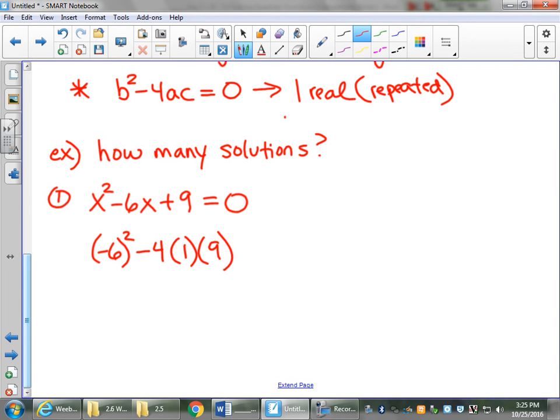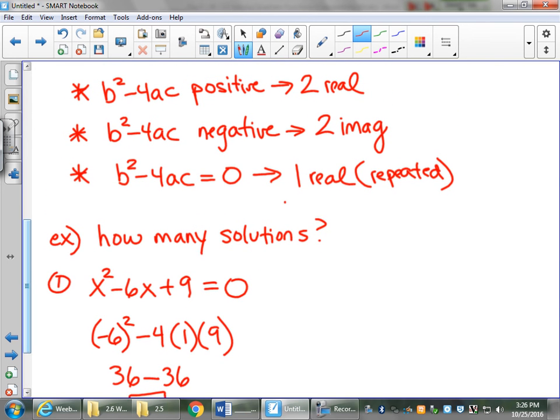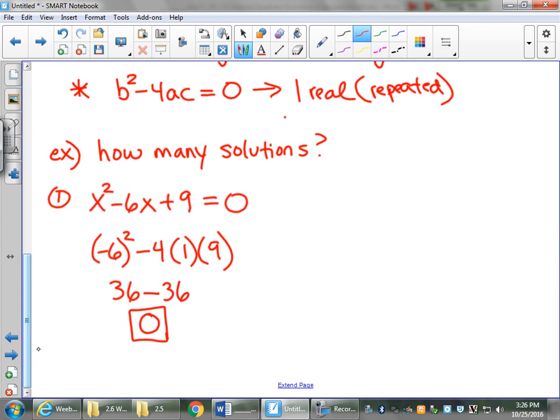Carefully simplify this down. When you square the negative 6, it should become positive 36. Only one negative with the 4ac, so it stays subtraction. And 4 times 1 times 9 is 36, so our discriminant is 0. Now that does not mean there's no solution, which is a common misconception. If we look back to the notes we just took, if the discriminant becomes 0, that actually means one real solution, not no solution. So you got to be careful. The discriminant is 0, so the solution is 1.